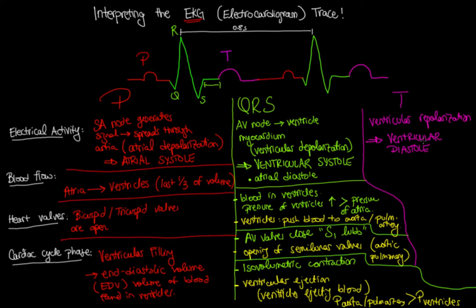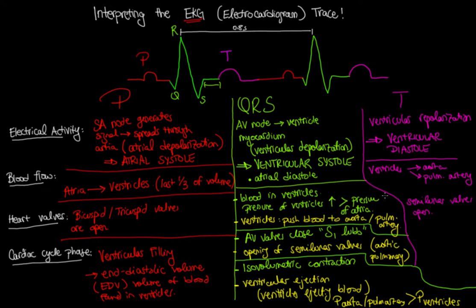So let's talk about blood flow. So at the start of this T wave, blood was flowing from the ventricles and into the arteries. So we're going to say that blood flow is going to be from the ventricles to the aorta, if it's the left ventricle, and to the pulmonary artery, if it is the right ventricle. And so at this time, while the ventricles are still emptying, the heart valves, specifically the semilunar valves, are open, right? Because this is how blood will exit the ventricles.